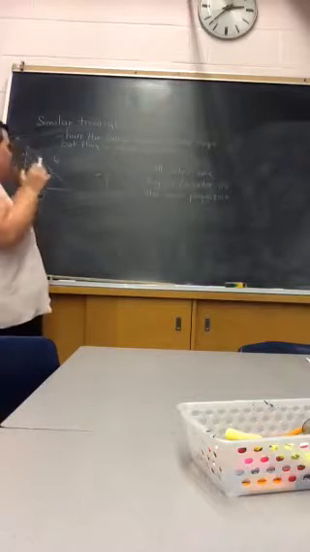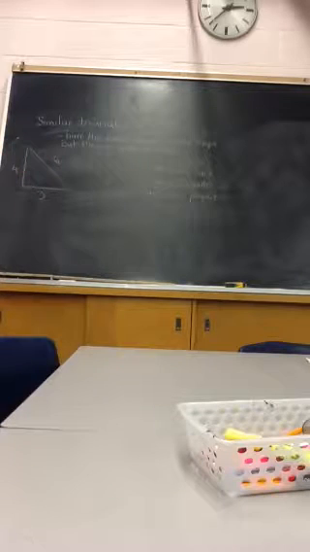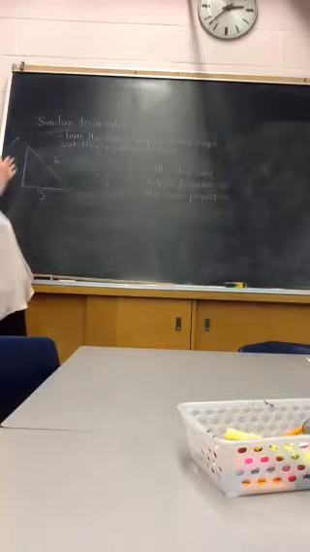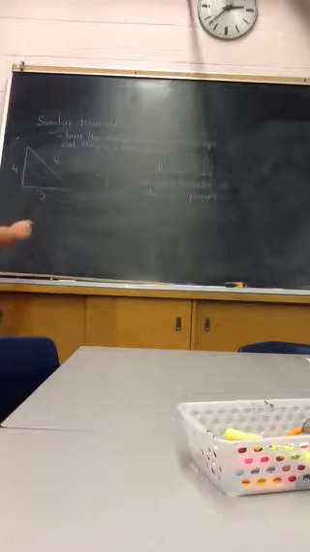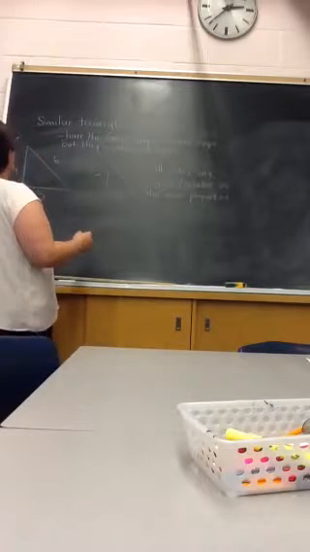So what we're going to do with this information, if we know that similar triangles have the same basic ratio between the side lengths, we're going to use that information to find unknown side lengths in some of the triangles. Okay, so we're going to erase this.